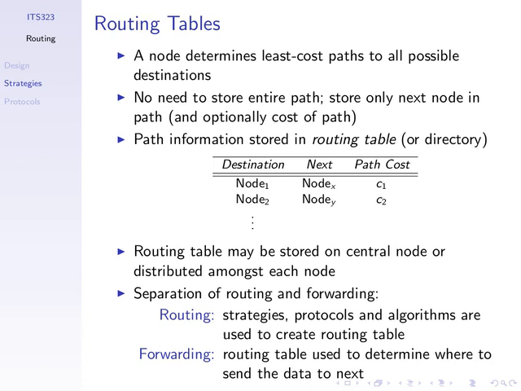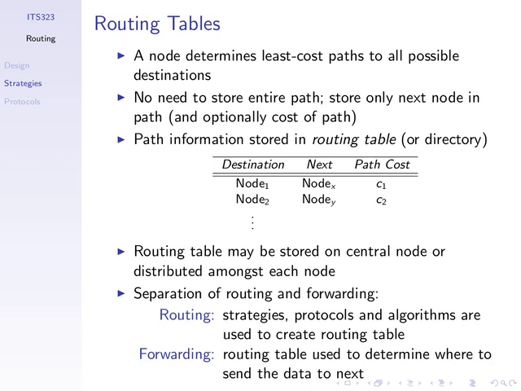We do not store the entire path. We store only the next node in the path. And optionally, we can store the cost of the path. So from the perspective of one source node, we have a table with, say, 3 columns. What is the destination? What is the next node in the least cost path to reach that destination? And optionally, what is the cost of that path? From node 1, it would store destination node 6, next node 4, path cost, whatever we had, 4, I think. We don't need the path cost, but often it's stored.